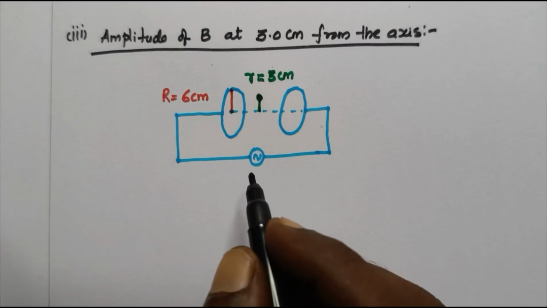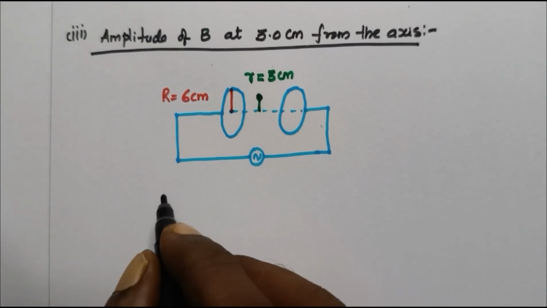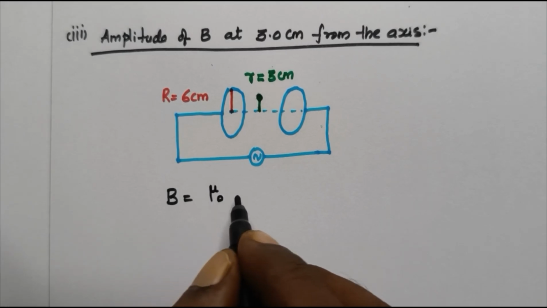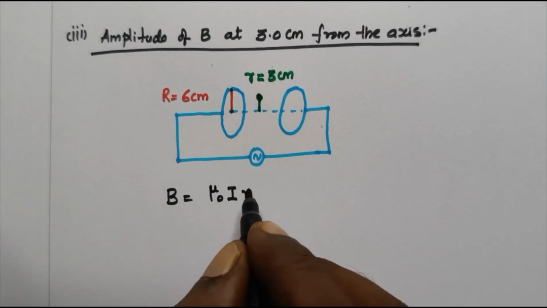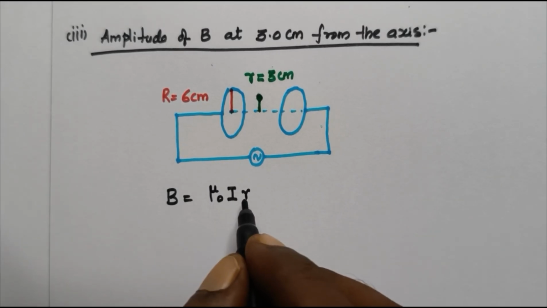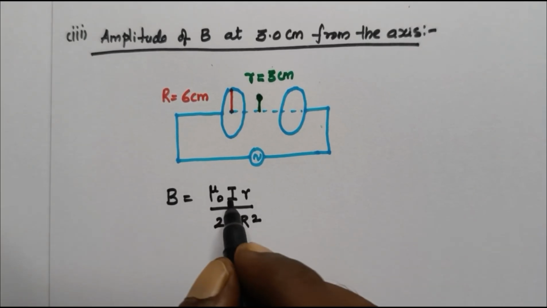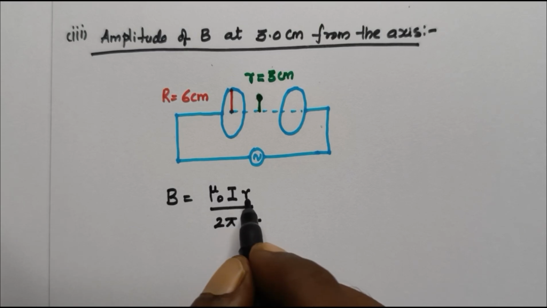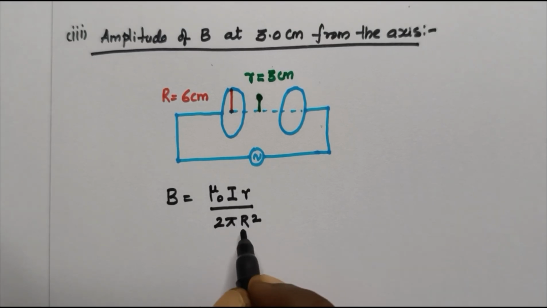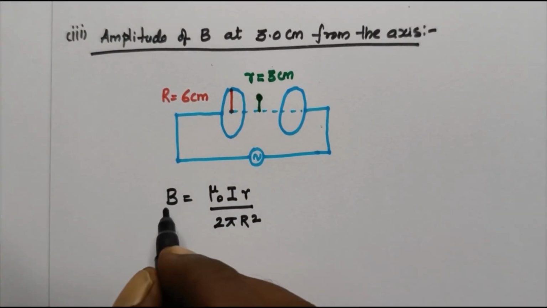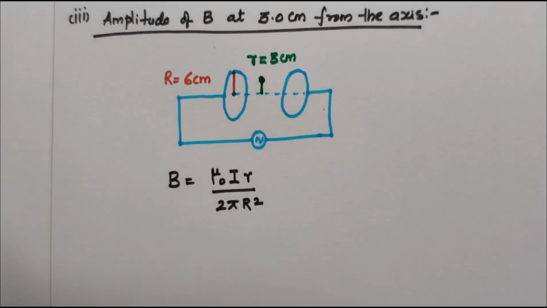The magnetic field at a point from the axis is given by B is equal to mu 0 I small r, where small r is the distance of the point from the axis, divided by 2 pi capital R square. Here I is the displacement current, r is the distance of the point, and capital R is the radius of the circular plate. We have to find the amplitude of the magnetic field.